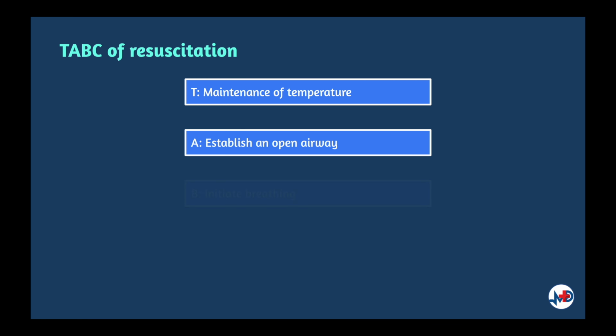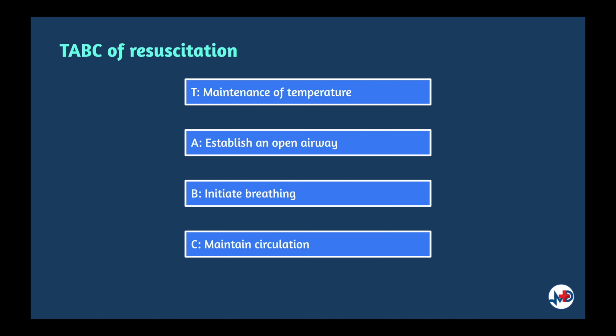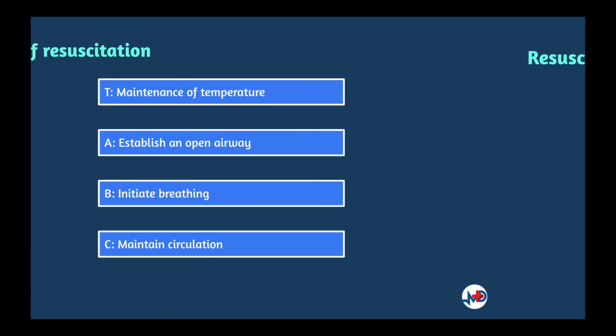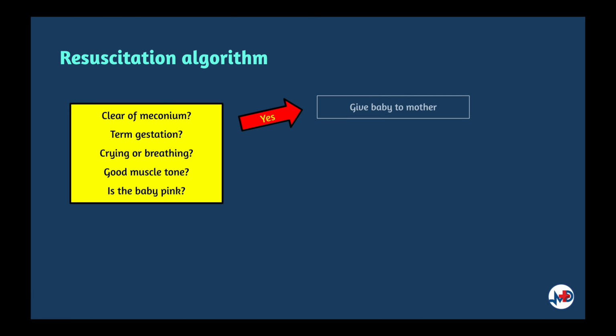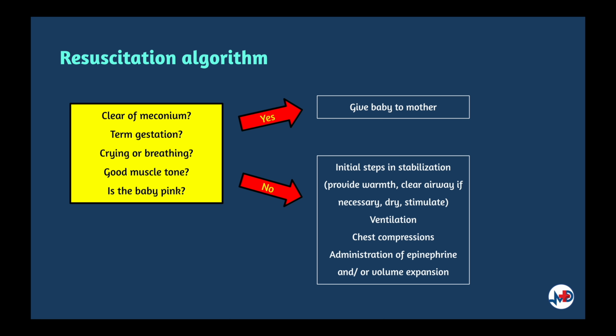Now let's look at the TABC of resuscitation. T, which stands for maintenance of temperature, A, which is establishing an open airway, B, which means initiate breathing, and C, which means maintaining circulation. Let's look at the resuscitation algorithm here.